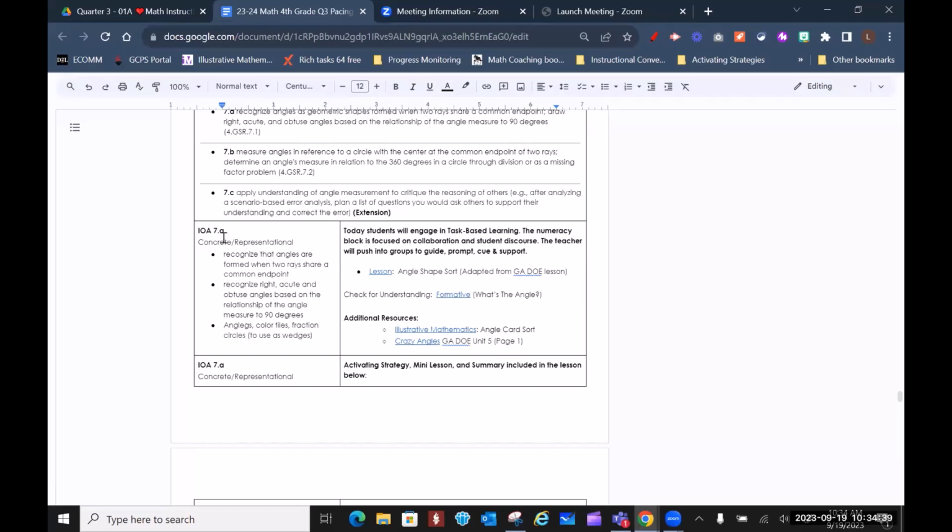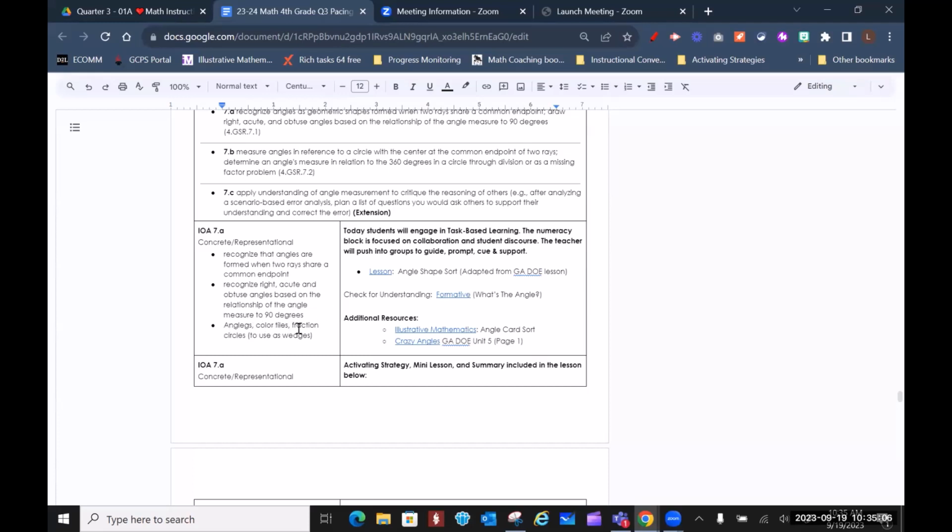So, Unit 5 starts with 7A. It is concrete representational. Let's just read through these bullets. First, we're going to recognize that angles are formed when two rays share a common endpoint. Students will identify and recognize right, acute, and obtuse angles, all based on the relationship of the angle measurement to 90 degrees. They will not be measuring angles at this point.